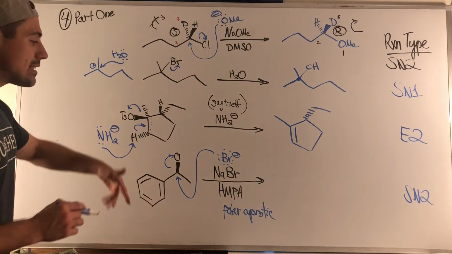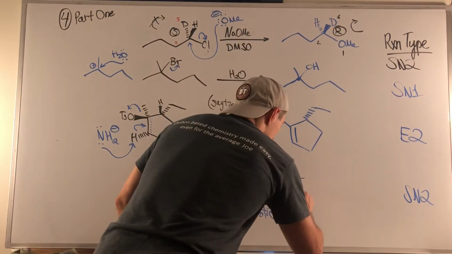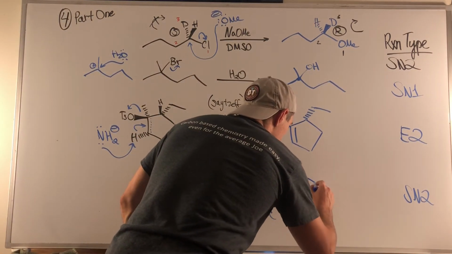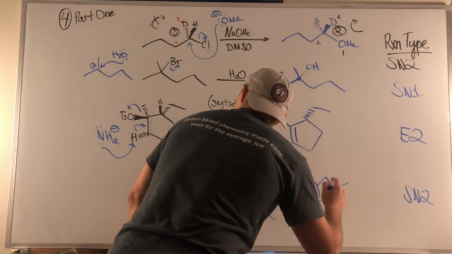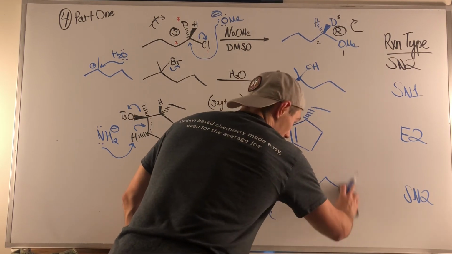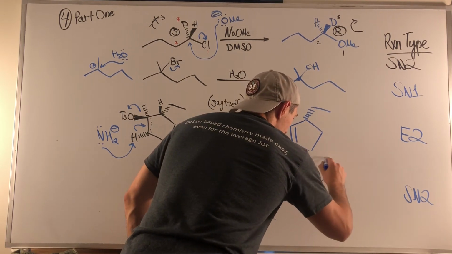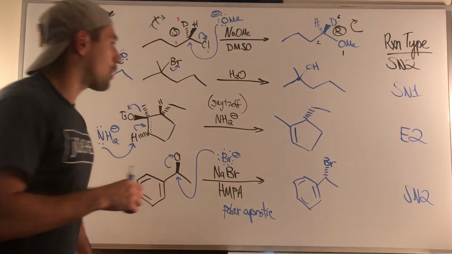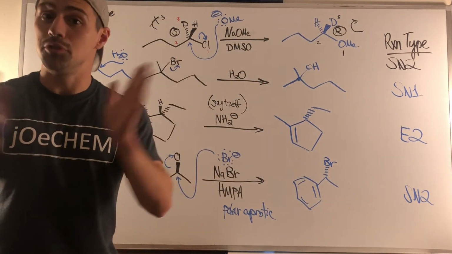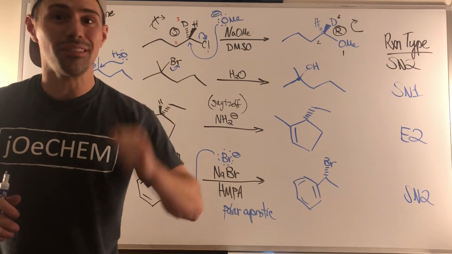Just come from the back side, kick it off, and nicely enough, you just need to attach that bromine as a dash. Don't draw an extra carbon. Okay, that's part 1. So let's do part 2 of 4 and keep chugging along.